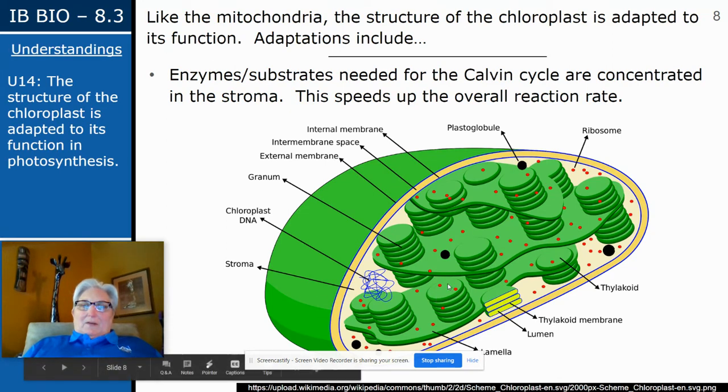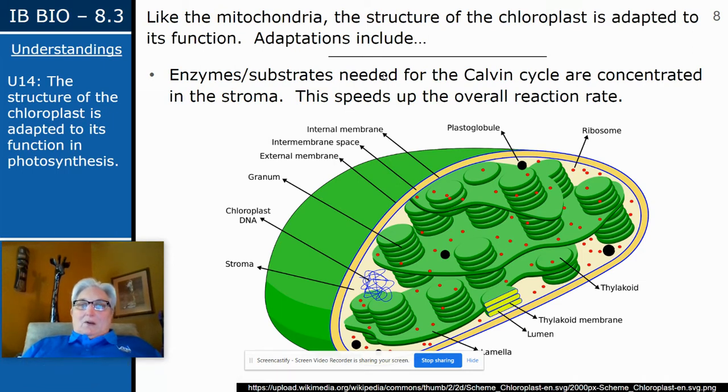Here are our thylakoids, these coins in stacks called granum. We see that they're green because of the green pigment called chlorophyll. The light from outside, the photons, will come in, and these reactions are going to take place. The light-dependent reactions are going to take place inside the membrane of the thylakoid.